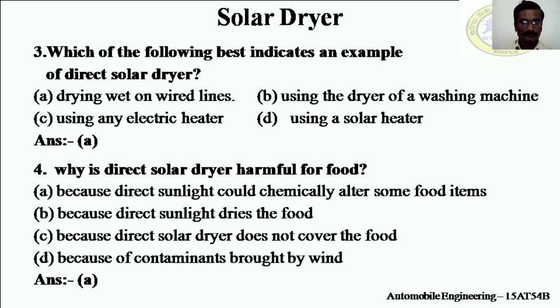So here the major problem with the direct solar dryer is that it can harm the food. This is because the sunlight could chemically alter some food items and make them less appetizing. Contamination due to wind is also a problem, but it is not as bad as chemical alteration. So the first answer is the correct answer.